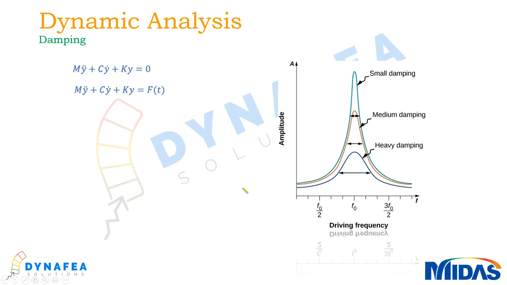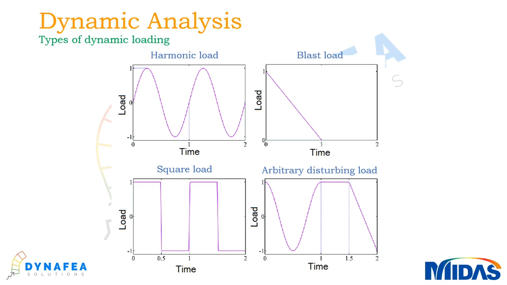On the next slide, we have different types of dynamic loading presented, like harmonic loading. Here we have a sinus function, the blast load, the square loading, which is some kind of cyclic loading, and an arbitrary disturbing loading, which cannot be defined by any function.